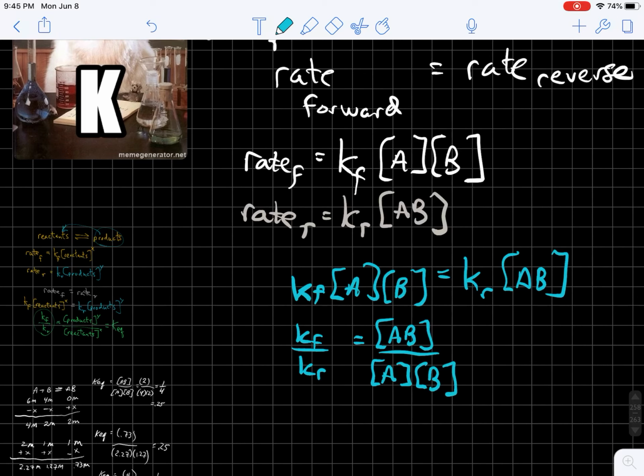Remember, the brackets means molar concentration. So we have essentially here products over reactants. So it does work out. That's where the KEQ expression comes from. It's a relationship among the rate constant for the forward, rate constant for the reverse.